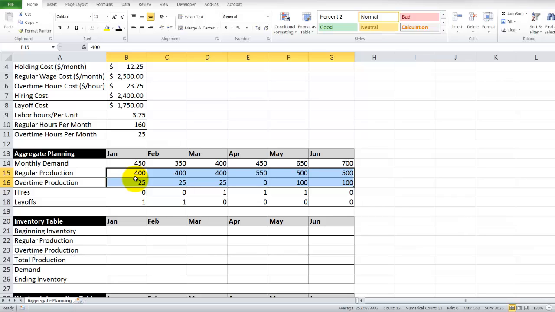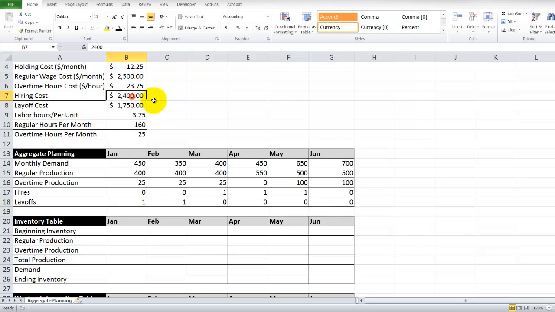But that's the idea of developing a robust dynamic spreadsheet, that we can catch situations where perhaps we're not meeting our production goals and things like that. We do have the number of hires. So potentially we have people coming into our facility, and we do have other people that are going to be laid off. And given the hires and fires, it's going to cost us $2,400 every time we hire somebody, and it's going to cost us $1,750 every time we lay off people.